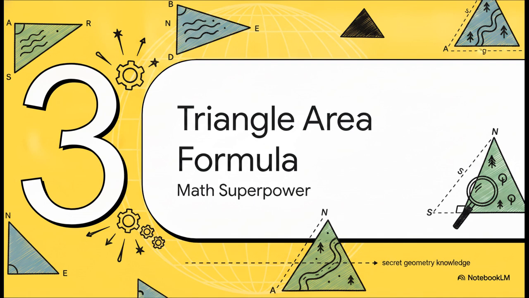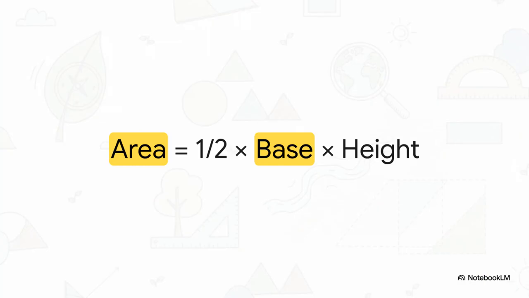Now for part 3, the triangle area formula. It is officially time to turn that secret geometry knowledge into a literal math superpower. Here's the formula you're going to use all the time. Area equals 1/2 times the base times the height. You'll often see this written out as A equals 1/2 BH, or sometimes as base times height divided by 2.